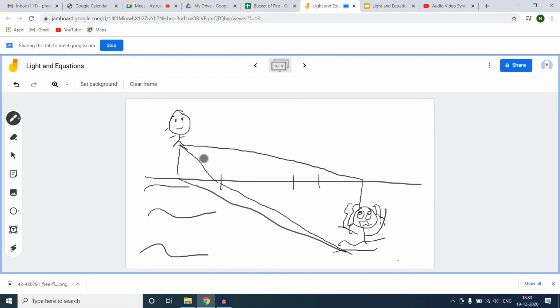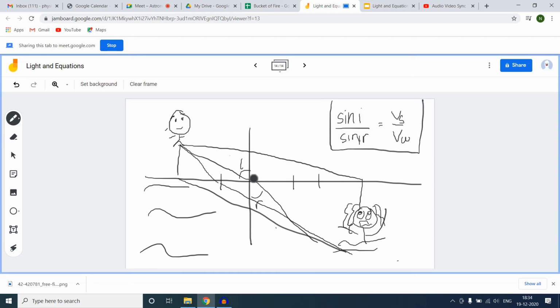And if you actually do the math, it turns out that the fastest path that Bob can take will satisfy sin i upon sin r. If you draw the normal, this is i and this is r. It will satisfy that, where his velocity on sand upon velocity of water. So any point where this condition is satisfied, he will reach in the fastest possible time to save her. Alright, now how do you prove that?